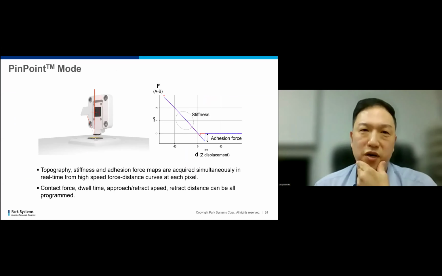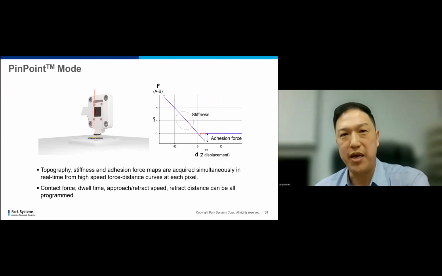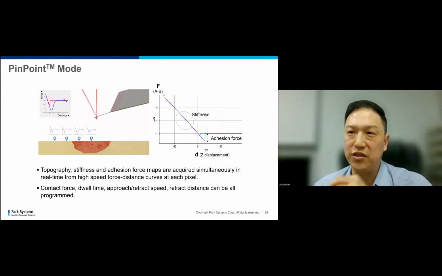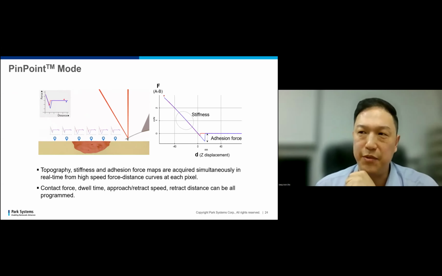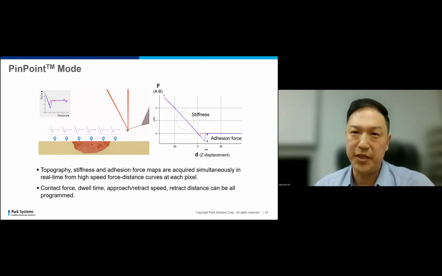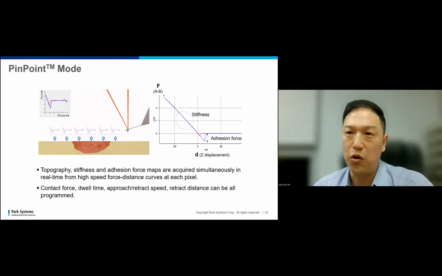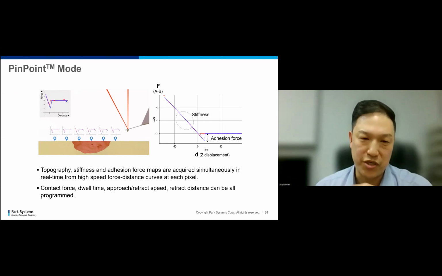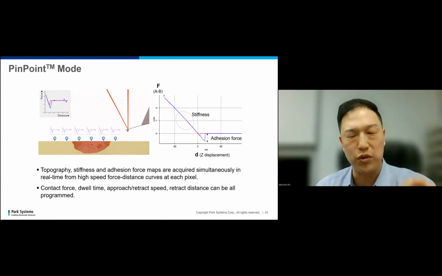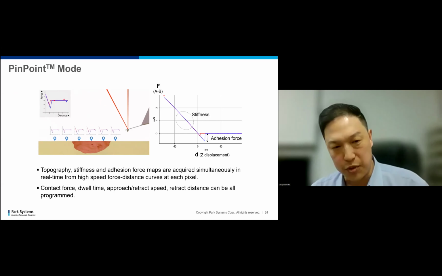And one of the technological advances in mechanical characterization is the PinPoint mode. Topography, stiffness, and adhesion force maps are acquired simultaneously in real time from high-speed force distance curves at each pixel. We could optimize the data collection by controlling the contact force, dwell time, approach and retract speed, and retract distance. Since we can manipulate all these parameters, this is one of the really popular modes for basic materials science researchers.